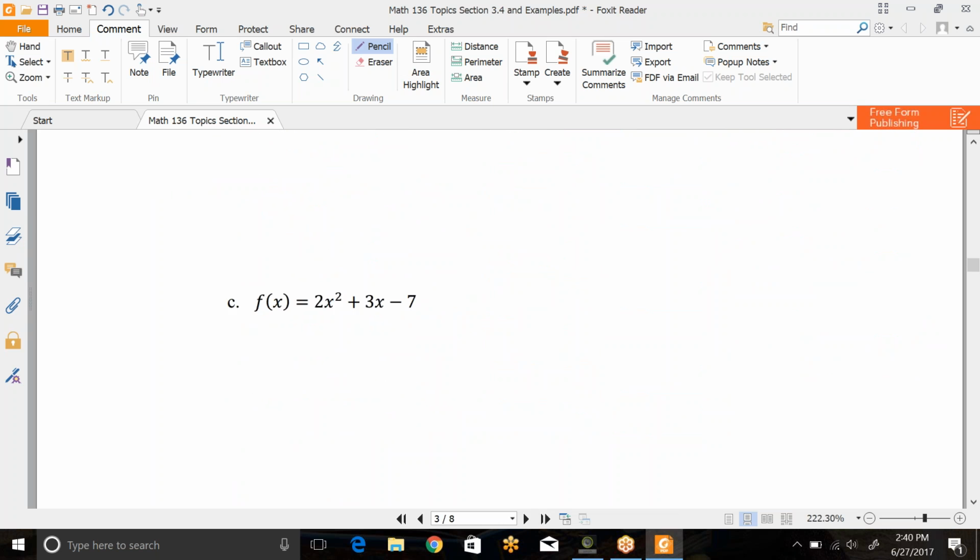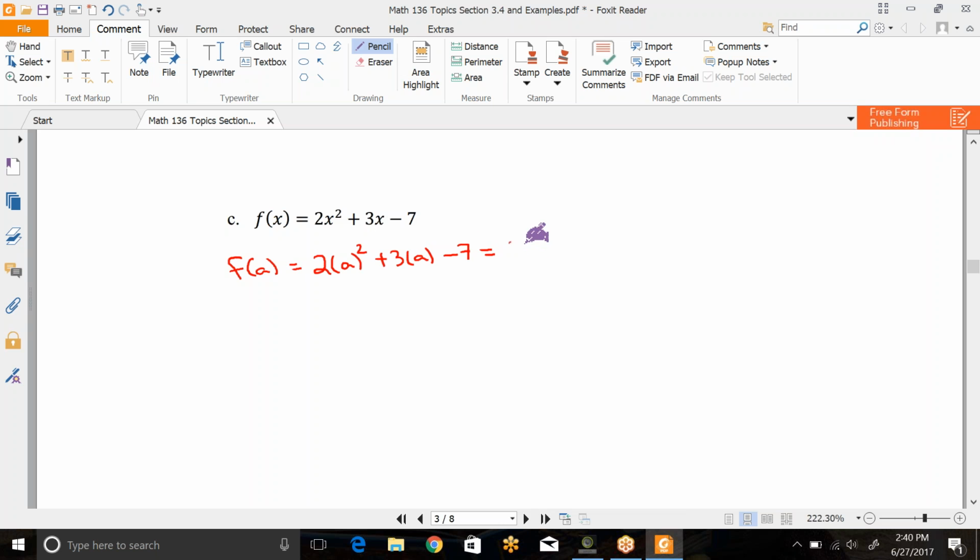Then we're going to look at C, which is a little bit more difficult. We're going to do the same evaluations on it. So f of a is 2 times a squared plus 3 times a minus 7. So pretty much nothing to do there, just write it as 2a squared plus 3a minus 7.